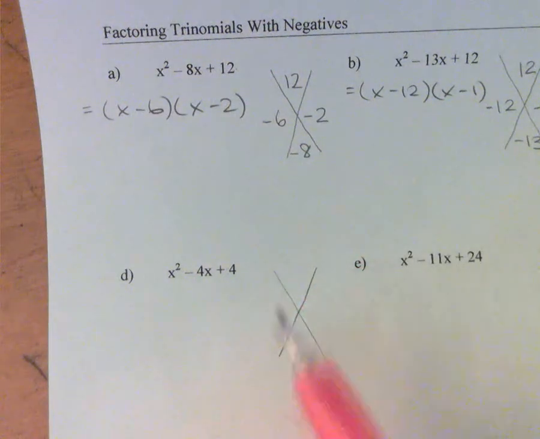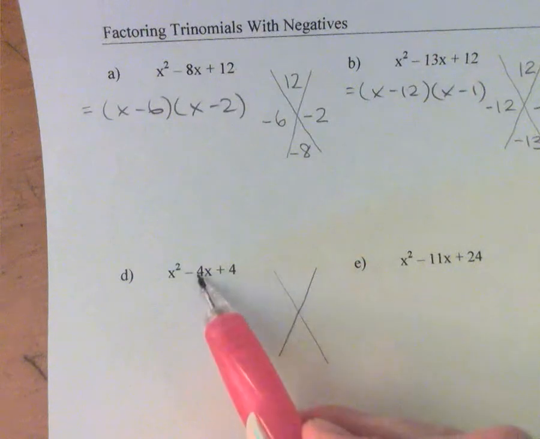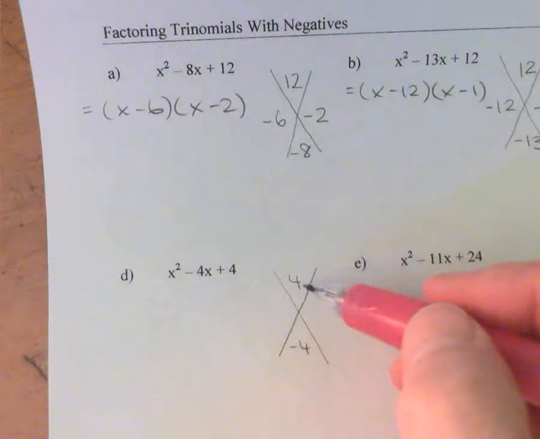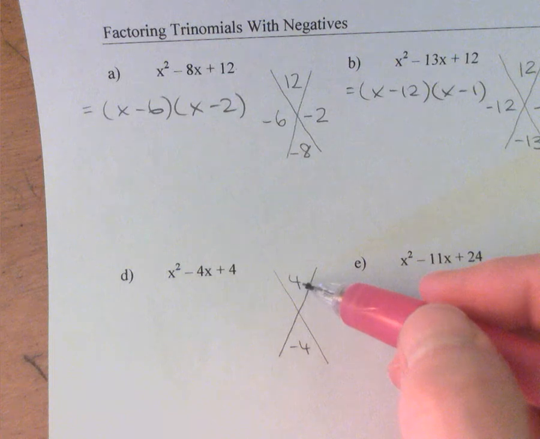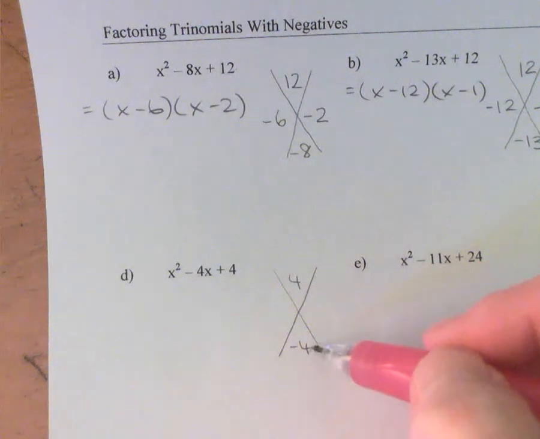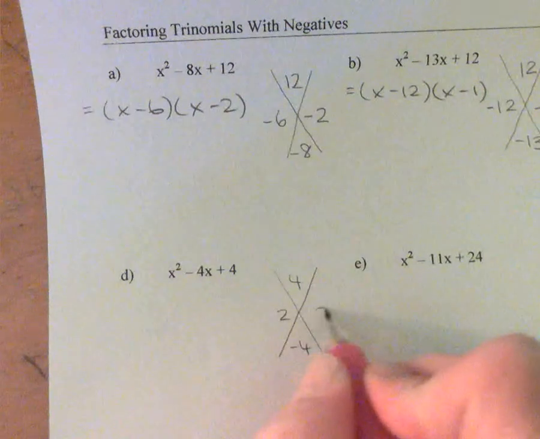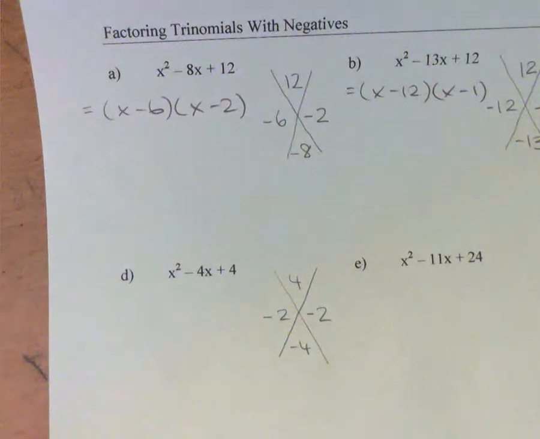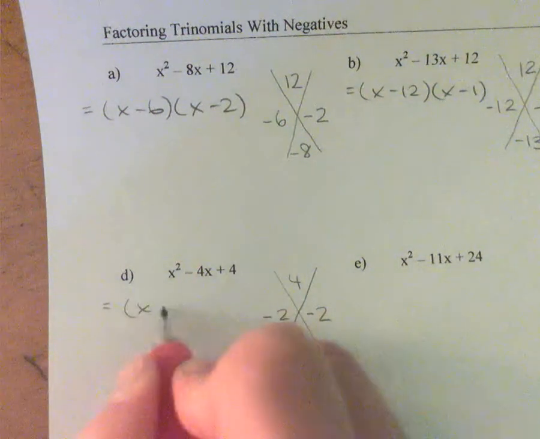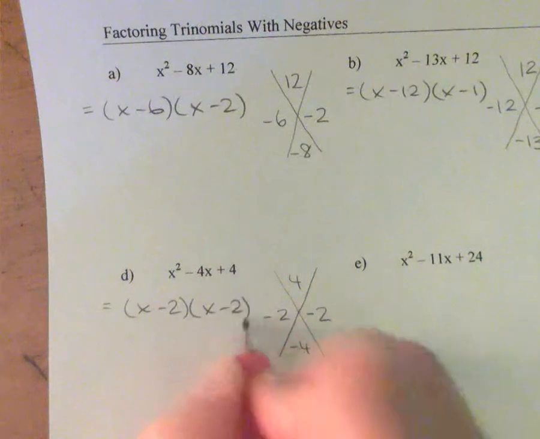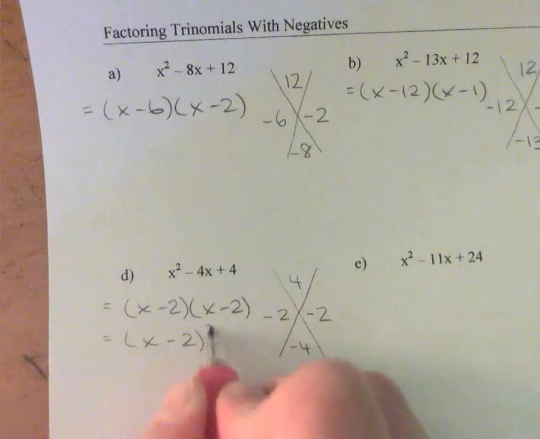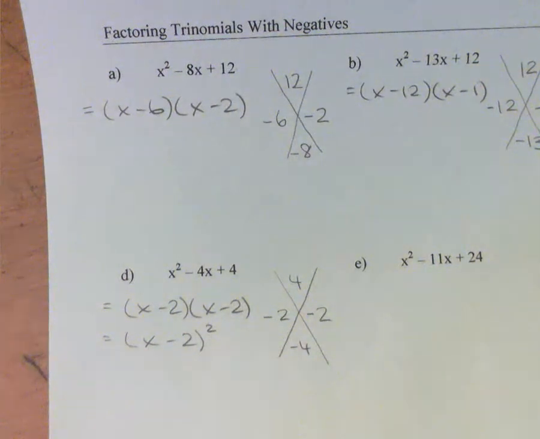So I want to look for a product of 4 and a sum of minus 4. So the numbers that multiply to 4 are 1 and 4 or 2 and 2. But I need to get to 4 again. So I would pick 2 and 2. Again, they both need to be negative in order to get a positive 4. So I have x minus 2 and x minus 2. And this will give me also x minus 2 squared, because the brackets in this case are the same.